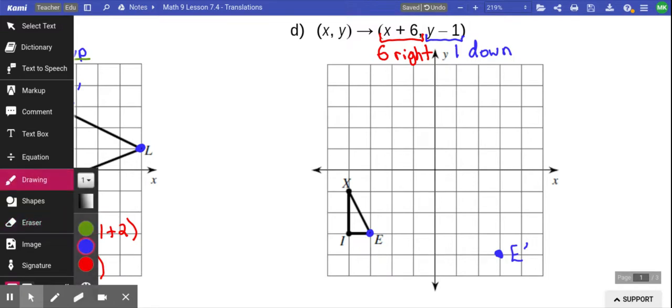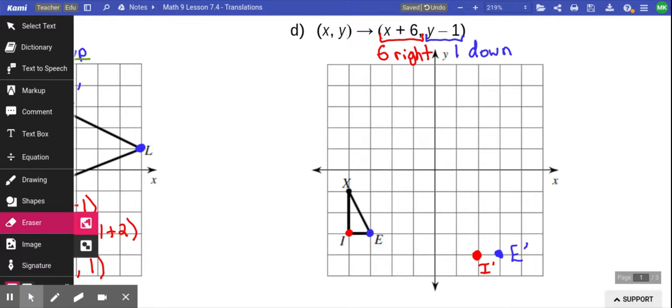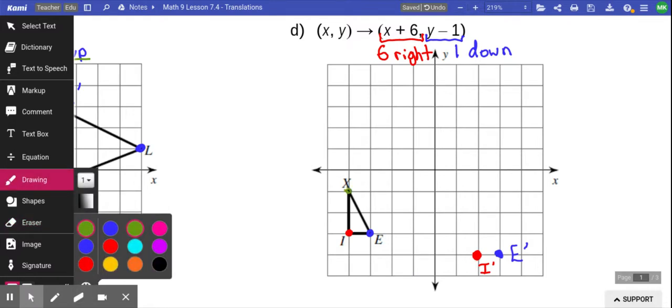If we do this with point I, we would go 1 down, 6 to the right. 1, 2, 3, 4, 5, 6. So it's right there. And we're going to do the same thing with point X. We're going to take that point, go 6 to the right, 1, 2, 3, 4, 5, 6, and then 1 down. So it's right there.